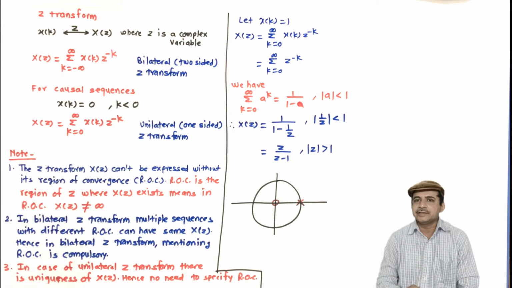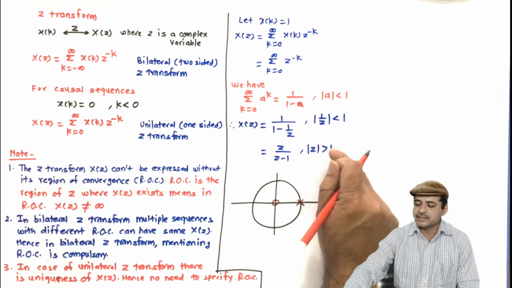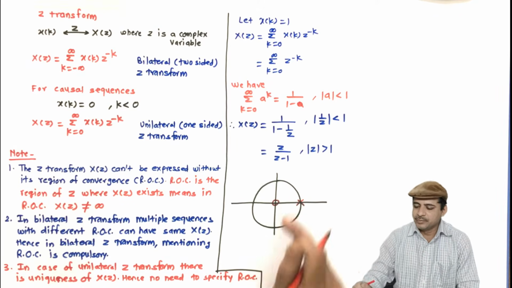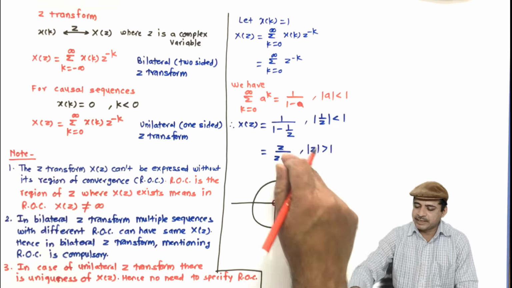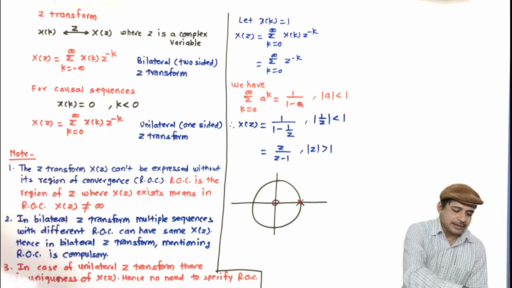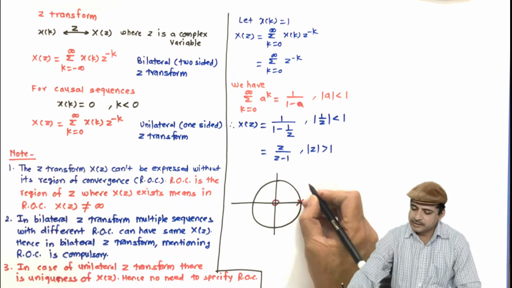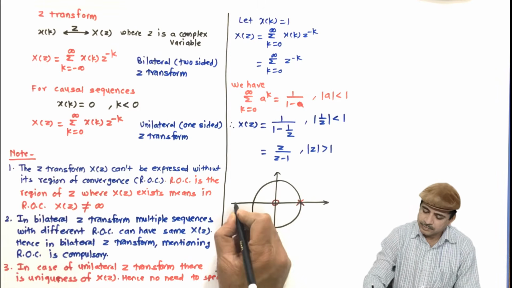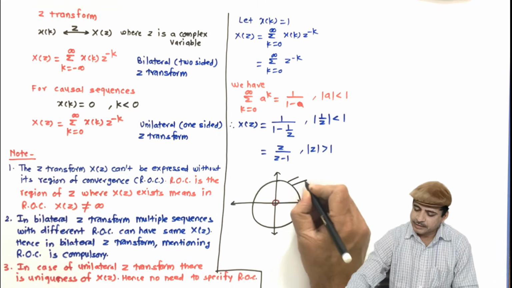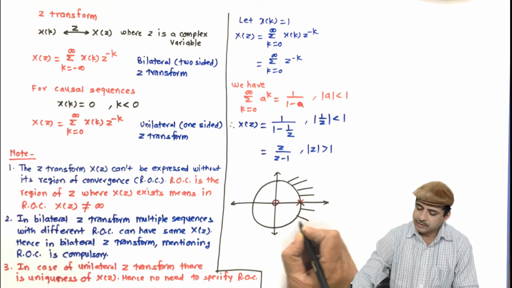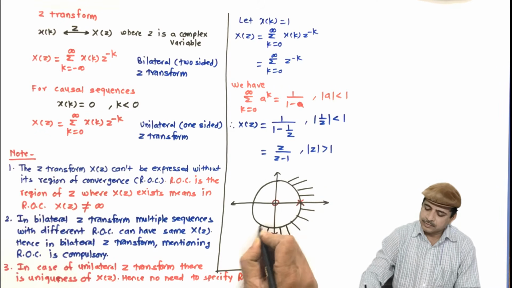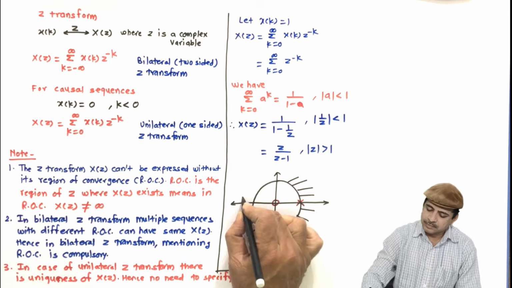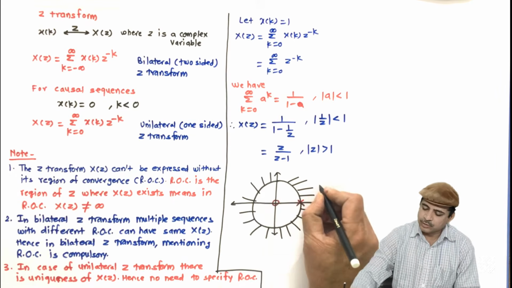Now what is the ROC? Here the ROC is mod z greater than 1. It means the magnitude of z shall be greater than 1. And that means in this case, it is outside this unit circle. This is the ROC.